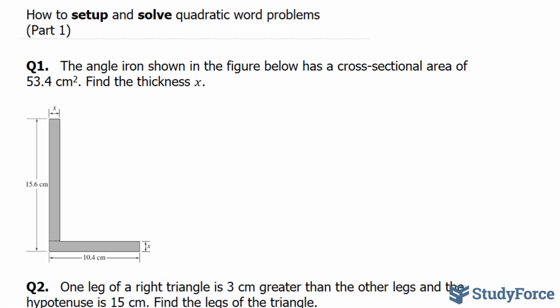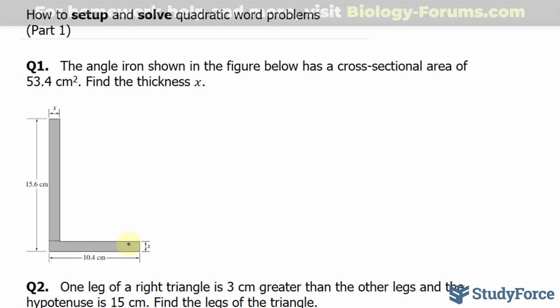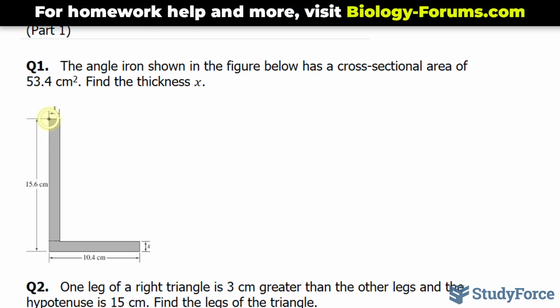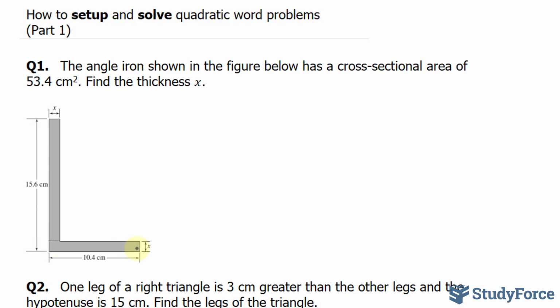I want to draw your attention to this diagram. Notice that we have two rectangles. This is considered a composite figure, which is a shape composed of two different shapes. In our case, we have a rectangle positioned this way and a rectangle positioned this way. We are looking for the thickness of both of these rectangles. Notice that they're both denoted with the letter x.